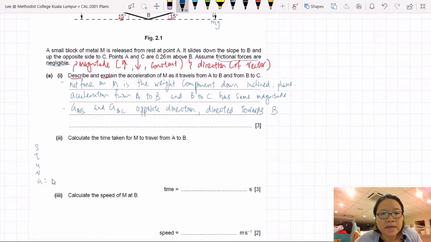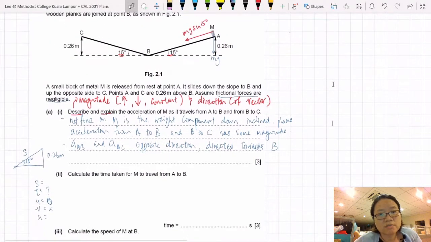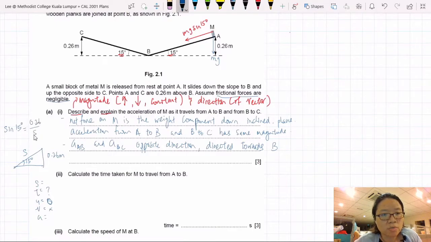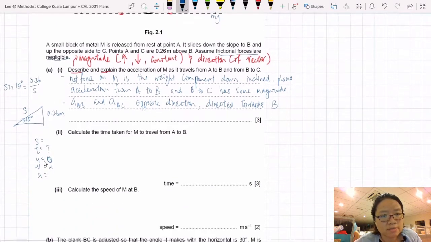So now calculate the time taken to travel from A to B. Stuva, all over again. Kinematics. Okay? So you want to know the time. Normally when it's time-based, it's easier to find using Stuva. So this is 15 degrees, 0.26. You travel through a distance s. To find this value of s or AB, you're going to use sine 15 as opposite 0.26 over s. So you can find s. You want to find t. Released from rest, so u is equal to 0. We don't have v.